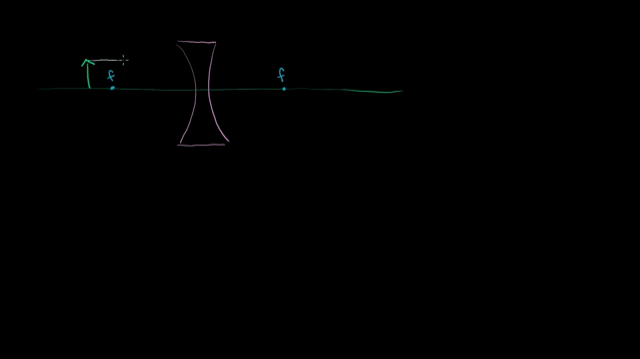If we go parallel to the principal axis, since it's coming in parallel, it'll get diffracted outwards so that it looks like it's coming from this focus. So it's getting diverged outward, I guess we could say. And let me draw another ray, I should say. Do that in yellow. And this one's just going to go straight through the center of the lens and not get diffracted.